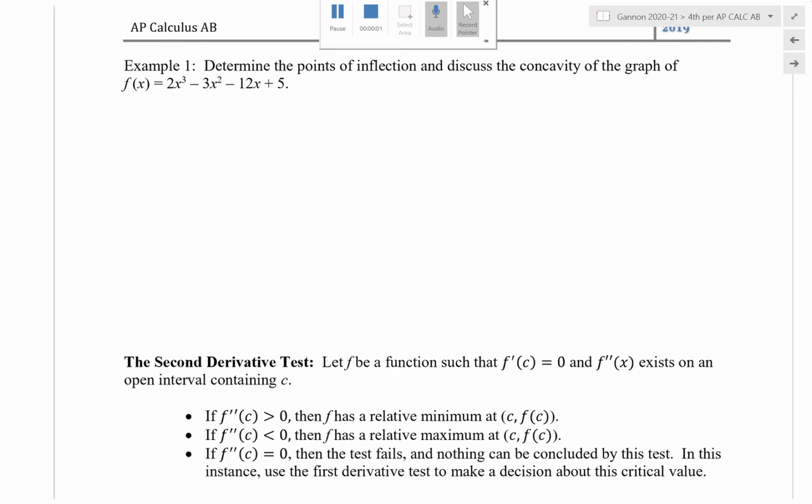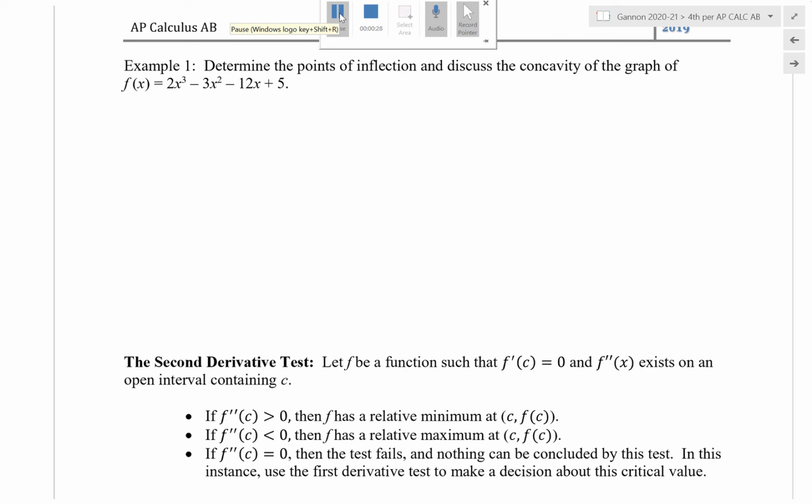Everybody, this is part 2 of the 4.2 day 2 notes where we're looking at the second derivative test and concavity with functions. So in the first example we're going to look at here, it says determine the points of inflection and discuss the concavity of the graph. All right, so what we want to do is make sure we know the connection between the points of inflection, concavity, and the second derivative.